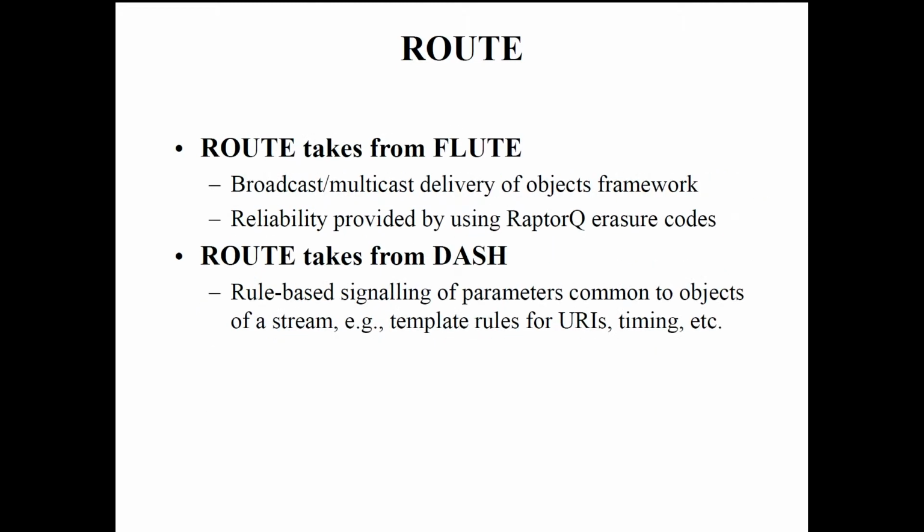So where does ROUTE take from FLUTE? It takes the broadcast, multicast delivery of objects framework, and it also has the reliability provided by using the RaptorQ erasure codes. What does it take from DASH? DASH is really good because it has all this rule-based signaling of parameters common to objects of a stream. For example, template rules for URIs, timing, and so on. And this is something which you can put into a small kind of manifest file and deliver to the receivers, and you don't have to keep signaling all the time. So it really substantially reduces the signaling overhead, which makes it possible to support real-time object stream delivery.